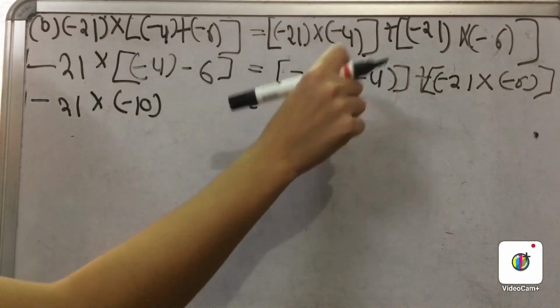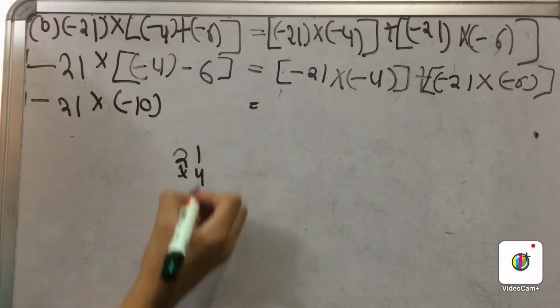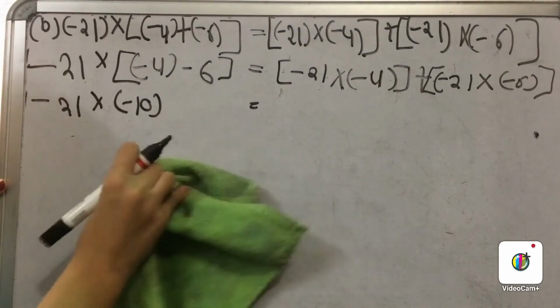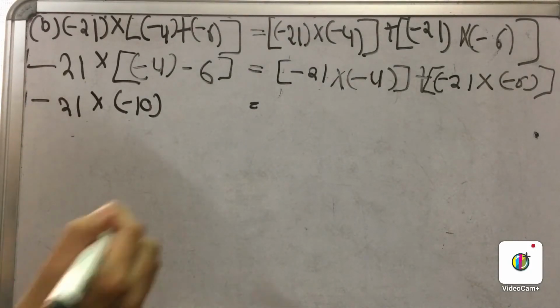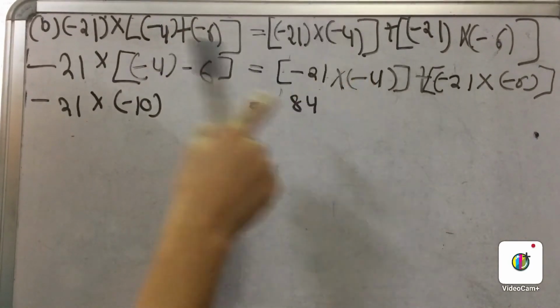So what is 21 multiply minus 4? 21 multiply 4. 4 1s are 4, 4 2s are 8. So this will be 84. So here we will write 84. In which sign? Minus minus plus.